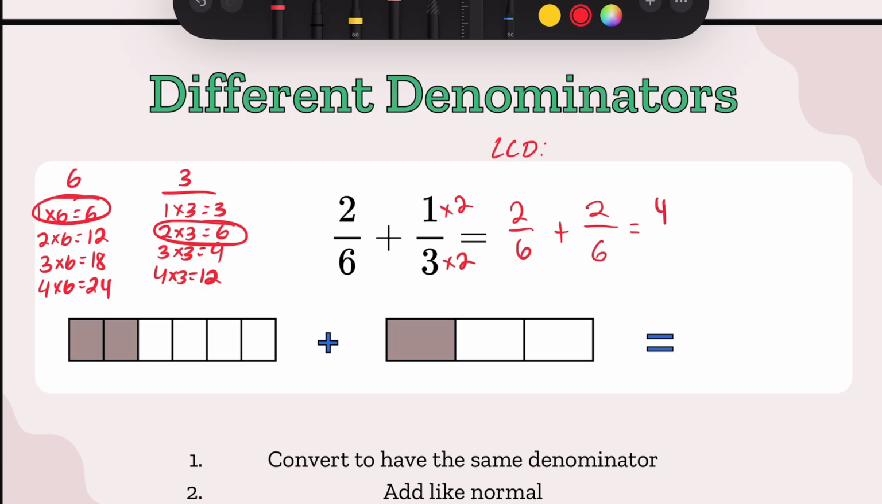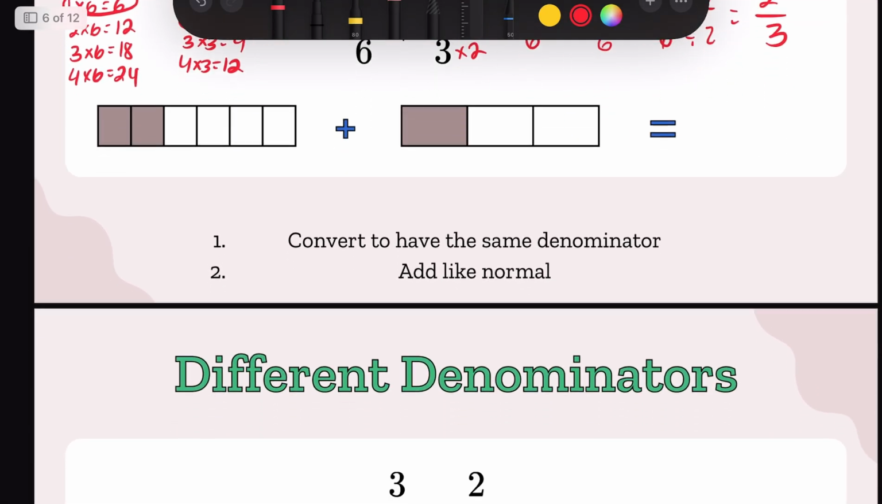2 plus 2 is 4, and we keep our denominator. And I could simplify this. I could divide both by 2, and I get 2 over 3. And that is my final answer.